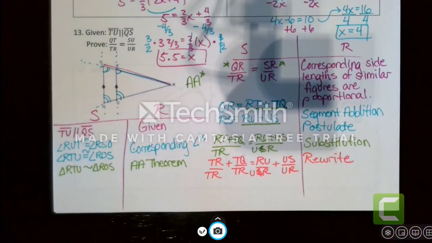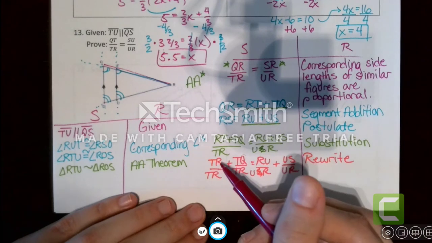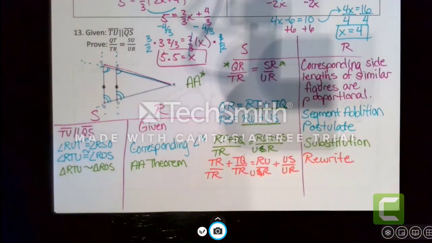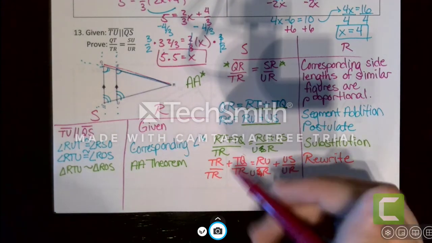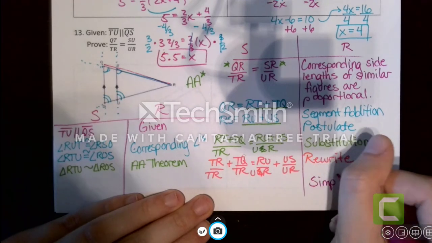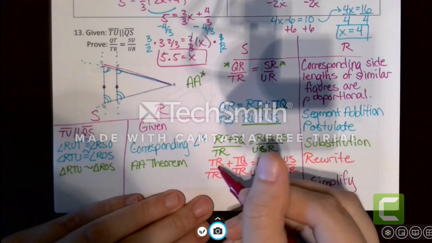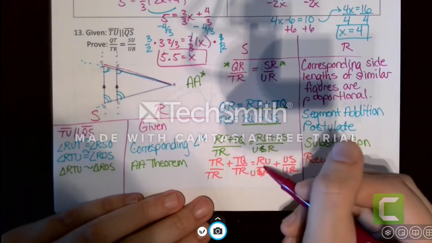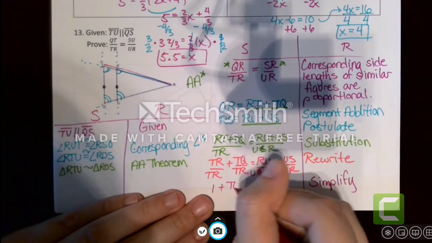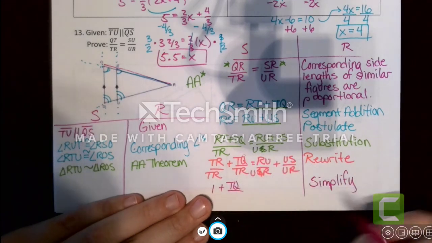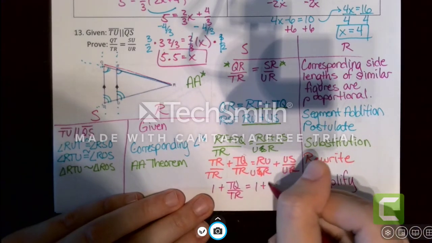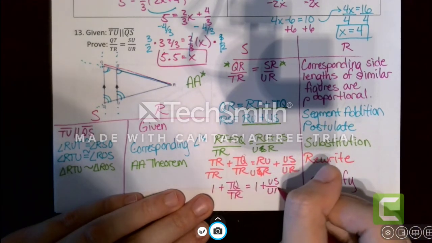The importance of fixing that mistake is because through this rewrite, I can actually get rid of two of these proportions. We're going to do simplification. So your next statement for simplifying should be getting rid of TR and UR, so it should be just 1 plus TQ all over TR, which is equal to 1 plus US over UR.